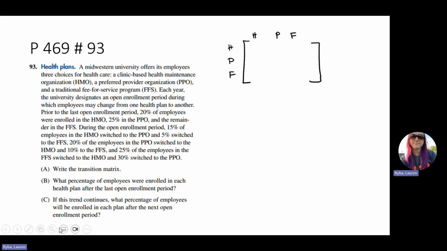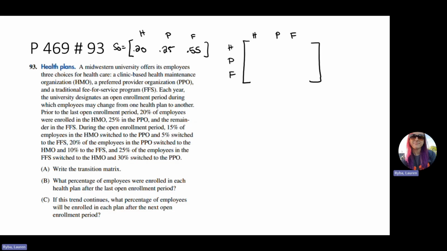That's going to give me, as I read this, my initial state. Prior to the last enrollment period, 20% were enrolled in HMO. So my initial state: 20% HMO, 25% in PPO, and the remainder in FFS. So we've used 45%, that leaves 55. So currently, these are our values.